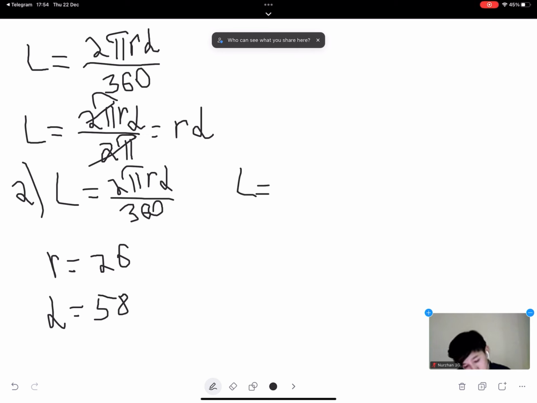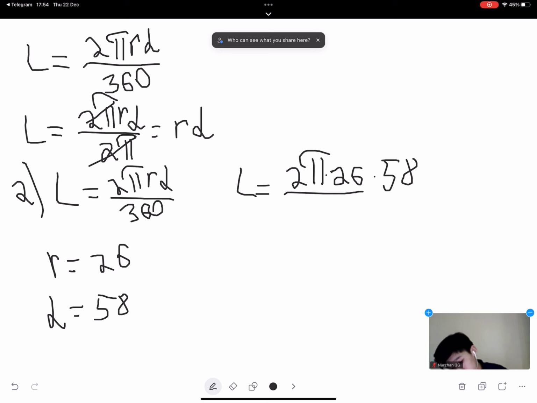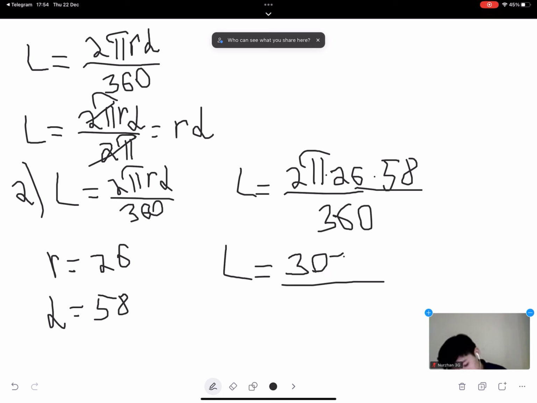L is equal to 2 pi times 26 times 58 over 360, and L is equal to 3016 over 45, and is approximately 26.3.